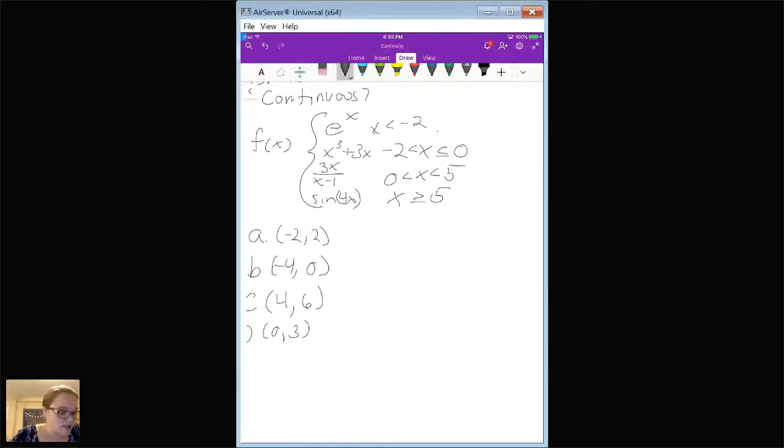think that they're going to give us any issues in terms of their domain or the points that they meet? So we already have a piecewise function, so we're definitely going to have to check for that. But are there any functions on here that we know already we don't have to check their continuity? Which pieces of these are definitely going to be continuous everywhere?